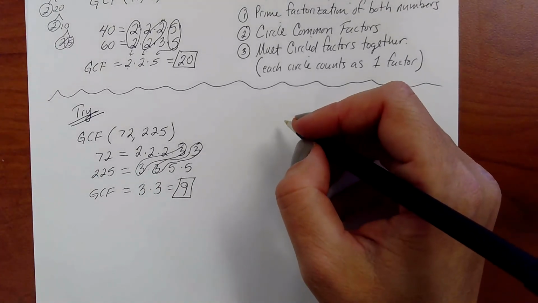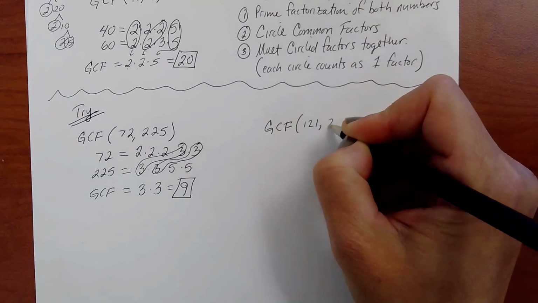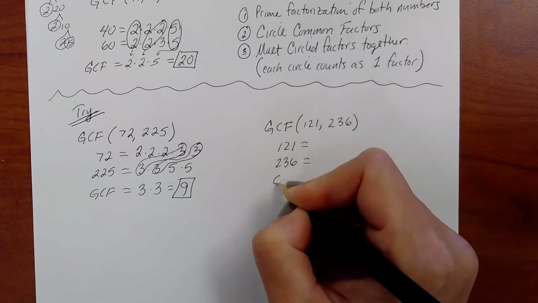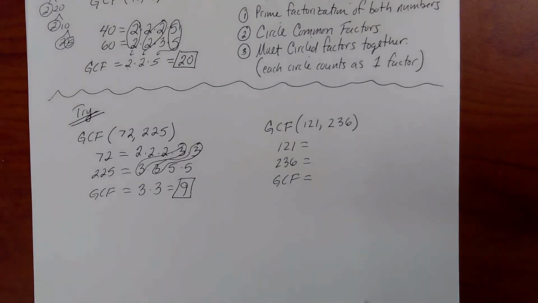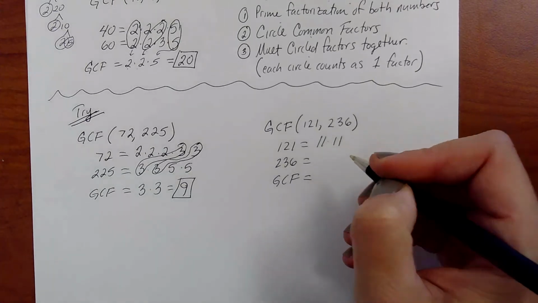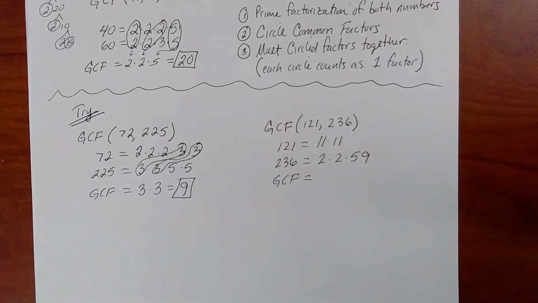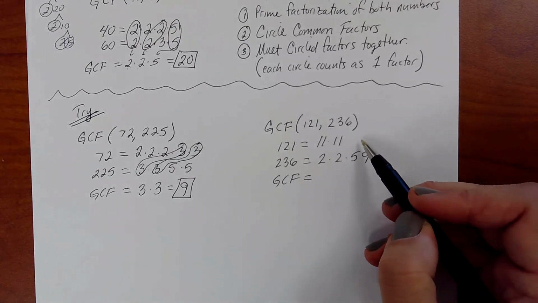Okay, let's try another one. GCF of 121 and 236. Pause. All right, well, 121 is 11 times 11. 236 is 2, 2, and 59, which is prime. Whoa. Wait a second. There's nothing to circle. What factor does every number have that we didn't write down that you really could circle?